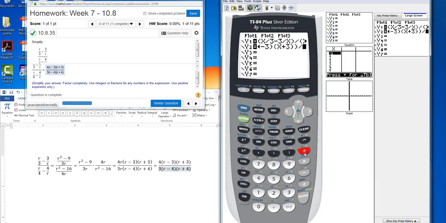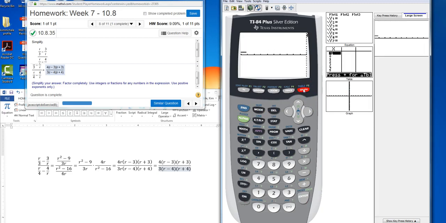And now I have divided by, and now I need another beginning parenthesis, and I'm going to have 3 parenthesis x minus 4 parenthesis x plus 4, and then that ends the x plus 4. This ends the entire denominator, and I hit enter. And then I'm going to go to graph.